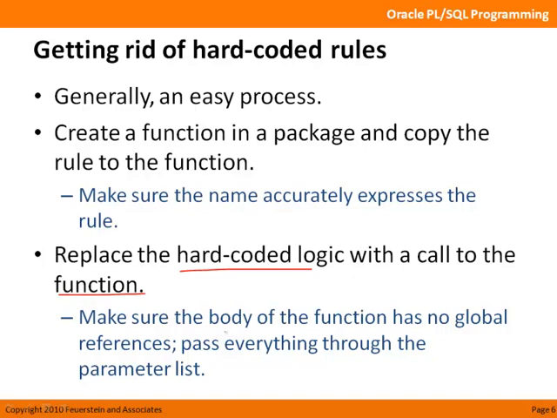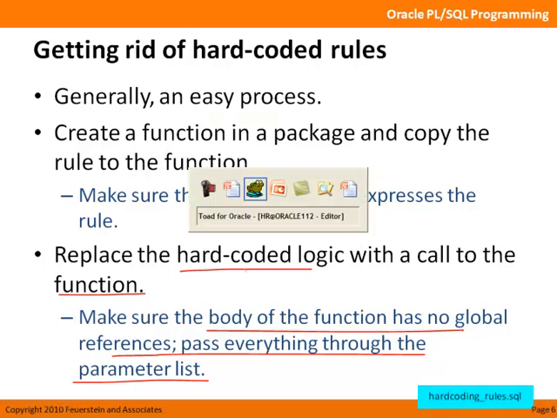And then what you want to do is make sure that the body of the function has no global references. Pass everything through the parameter list. So as you move things out of your local code and move it into a function, you need to identify all the inputs that have to come into that function to execute the rule without having those global references.